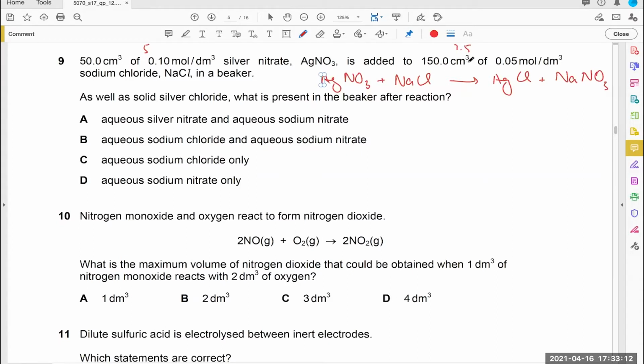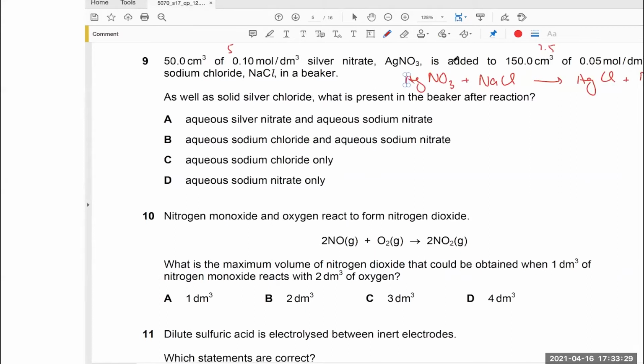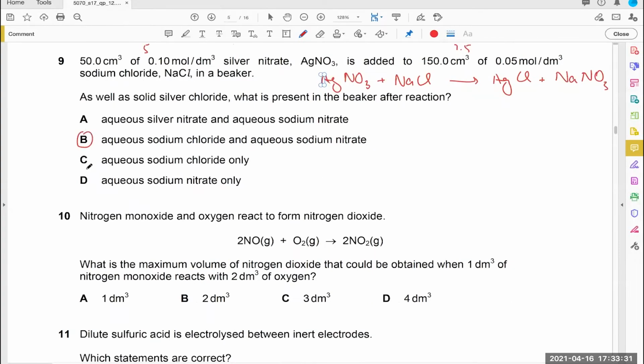Now this one is in excess. Okay, sodium chloride is in excess. So that means we will have sodium chloride left at the end. We will have silver chloride because it's formed as a product, and we will also have sodium nitrate. So there's going to be sodium nitrate, there's going to be sodium chloride, and in addition, we will also have water because that's one in which they're dissolved. Okay.